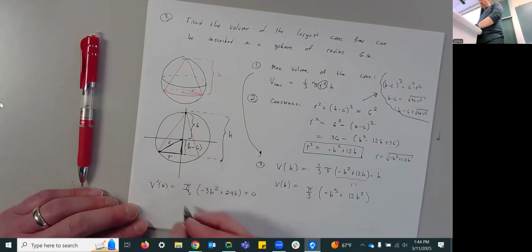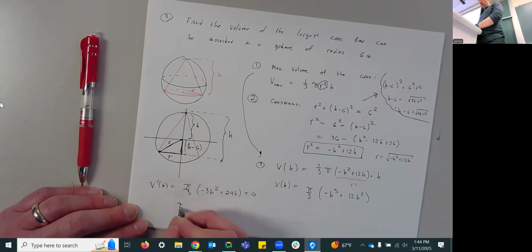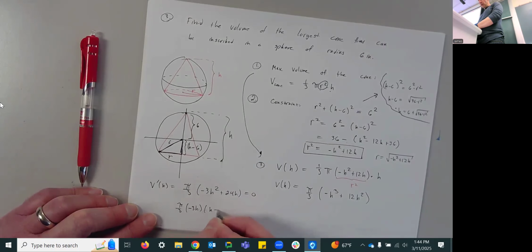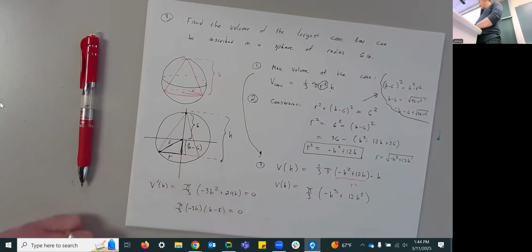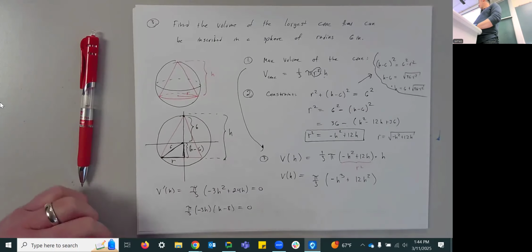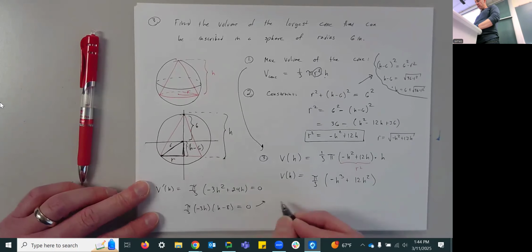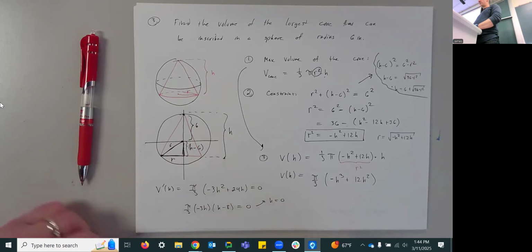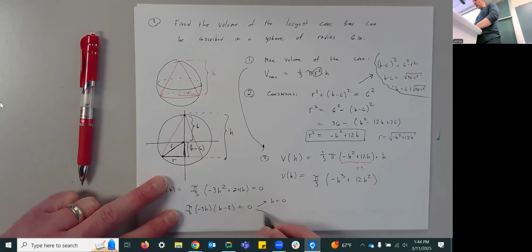Factor out a negative 3h. You get pi over 3 times negative 3h times h minus 8 equal to 0. So it looks like our critical values are either h equal to 0, which probably isn't going to produce a very voluminous cone if it's got 0 height, or h equal to 8.